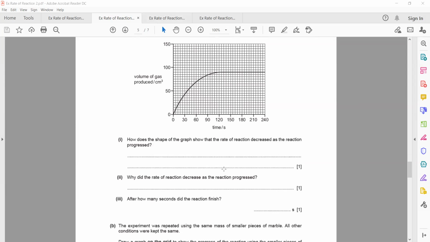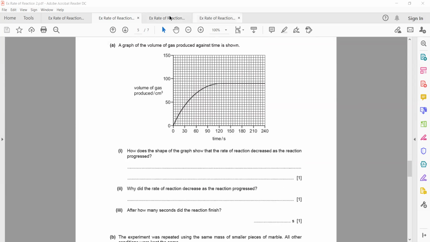And at how many seconds did the reaction finish? Reaction finish means when the volume is constant. So when the volume is constant, it's about 120. When the volume starts to be constant, it does not change after that. So it will be 120 as the answer.